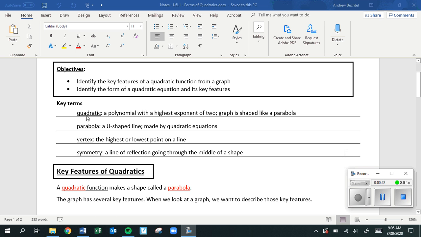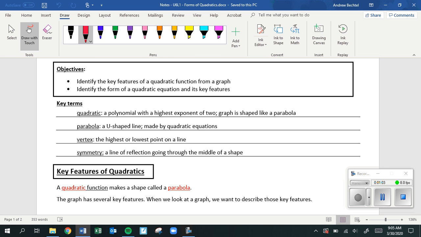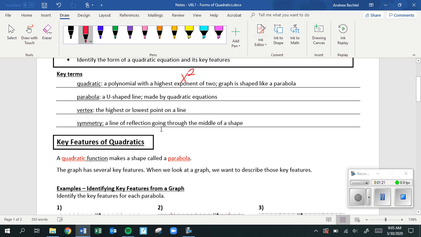So our key terms here: a quadratic. We saw in our polynomial unit that a polynomial with the highest exponent of 2 is a quadratic. So if we had something like x squared, that highest exponent there is a 2, so it is quadratic. The shape of a graph that's a quadratic is a parabola. So a parabola is a U-shaped line. They're made by quadratic equations. I'll use that word a lot when I'm describing the shape here.